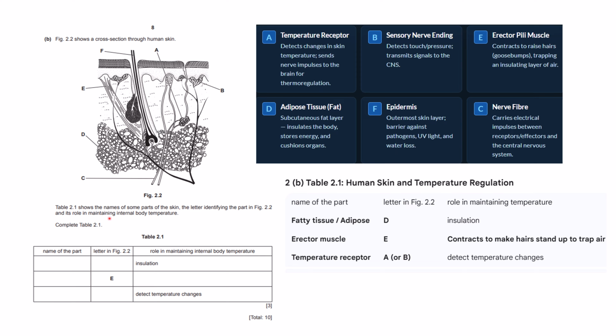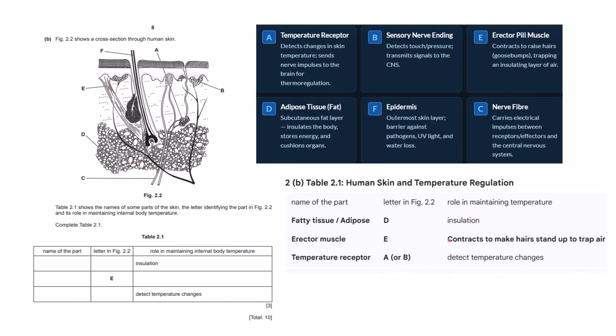Table 2.1 shows the names of some parts of the skin. This letter identifies the parts in Figure 2.2 and its role in maintaining internal body temperature. Complete Table 2.1, human skin and temperature regulation. Name of the part: first is fatty tissue or adipose, and the letter in Figure 2.2 is D.